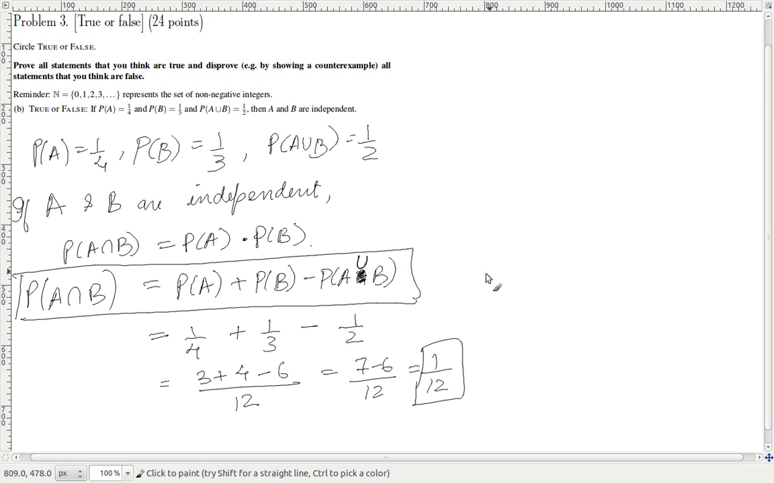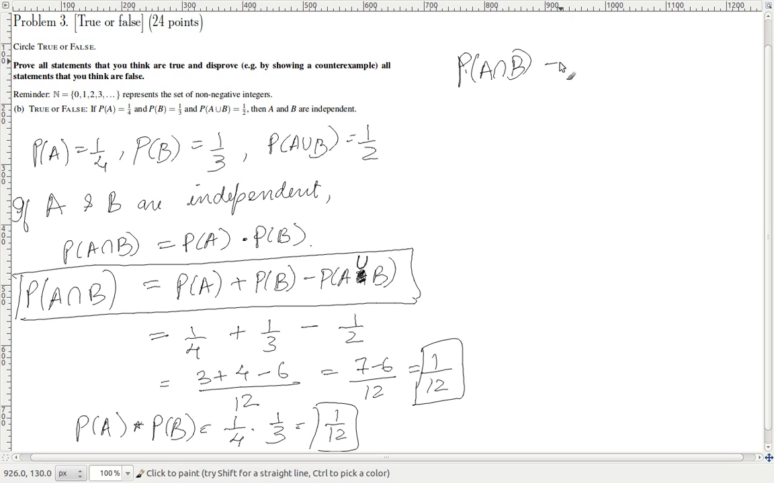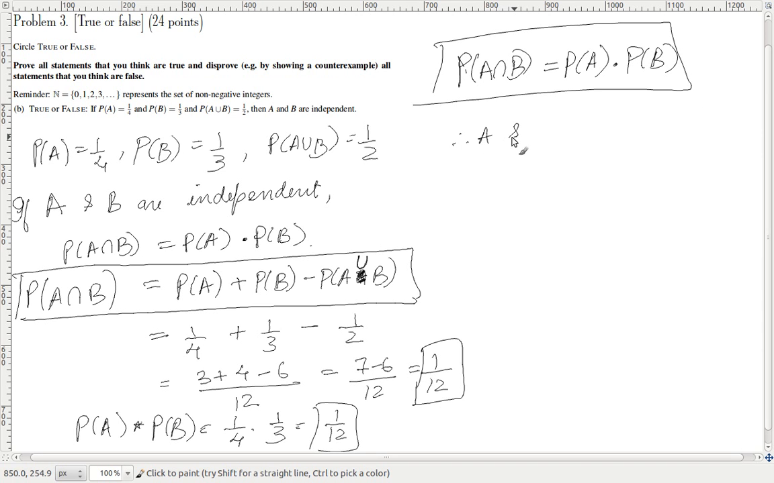Now what is probability of A times probability of B? Which is equal to 1 over 4 times 1 over 3, which is equal to 1 over 12. So we've shown just by hard calculation that probability of A intersection B is equal to probability of A times probability of B. That's all we need to show. Therefore A and B are independent. True.